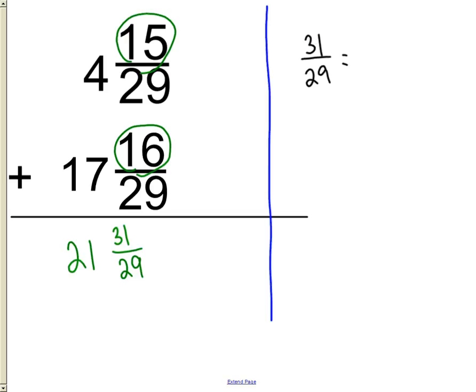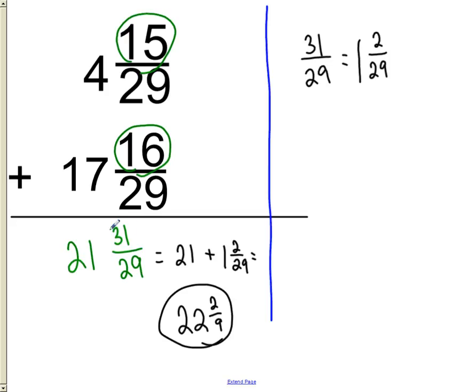29 goes into 31 one time. So 31 minus 29 is 2. That becomes our numerator, and we keep the same denominator. And so at this point, what we're left with is 21 plus 1 and 2/29. Well, 21 plus 1 is 22 and 2/29. So just be careful. If your fraction after you get done adding is improper, make this into a mixed number and then proceed to add it to your existing whole number if there is one.